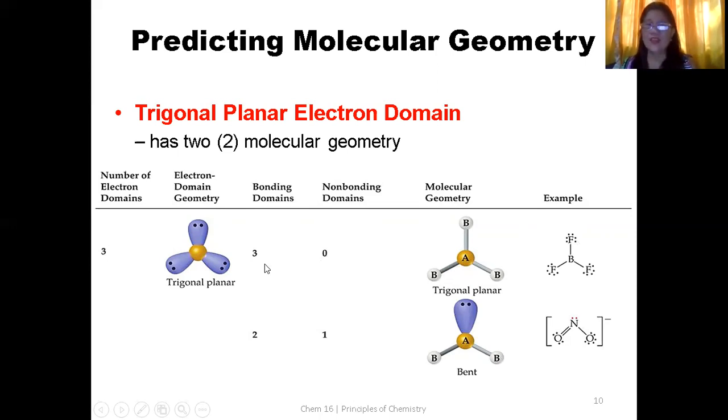So, in a trigonal planar, there are two kinds. The trigonal planar, and the other one is bent. Why? Because what happened here is there is a lone pair. That lone pair pushes it so that it will have this bent trigonal planar. For instance, this one, that is the nitrogen dioxide.